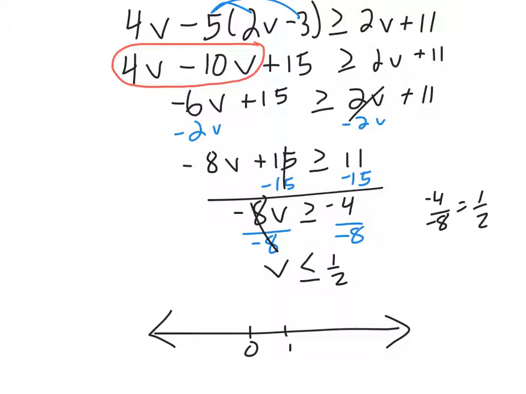So where is that plotted? Well, halfway between 0 and 1 is 1/2. A lot of people will put it between 1 and 2 because those are the two numbers in the fraction, but that's not correct. 1/2 is halfway between 0 and 1. It's less than or equal to, so you're going to color in that dot, and then you're going to go to the left.